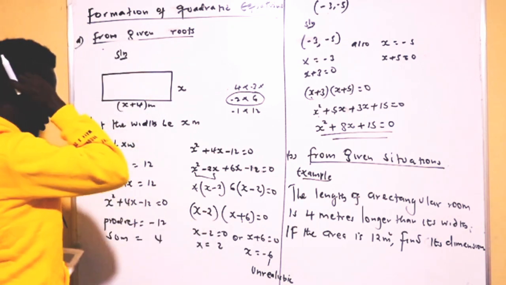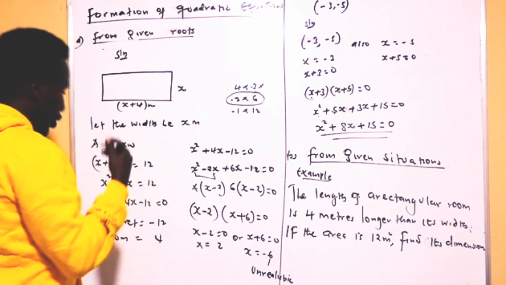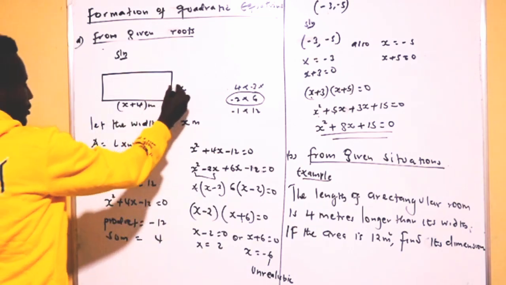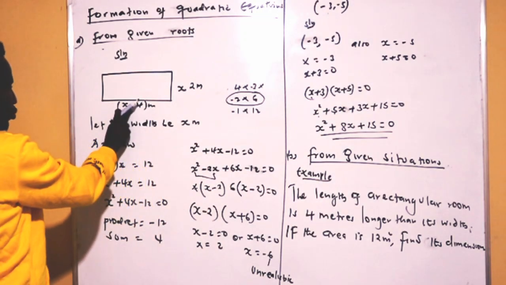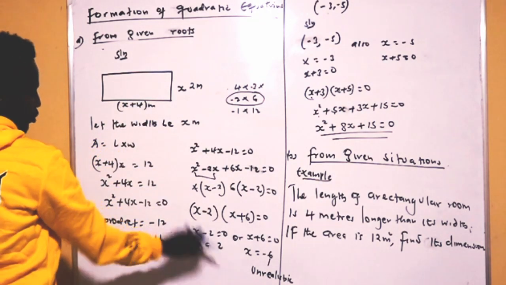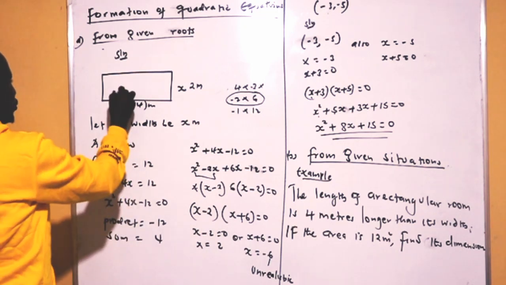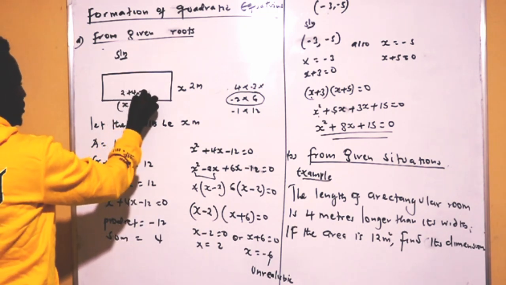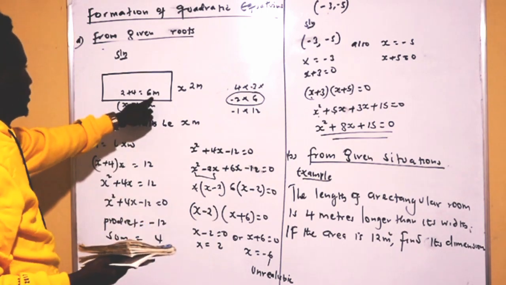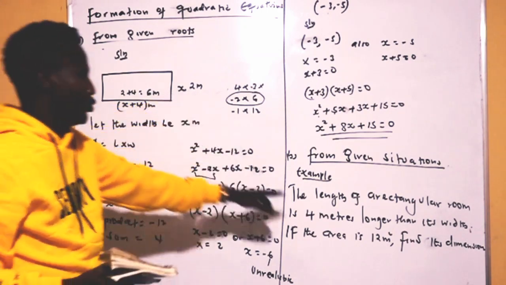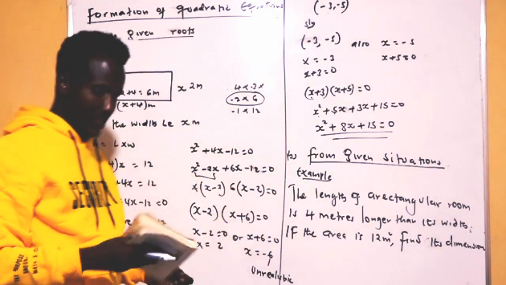You are told, get the dimensions. Here the width will be 2 meters. Then our length is x plus 4. x is 2, so 2 plus 4, which is 6 meters. Now prove your answer right. 6 times 2 is 12, which is the area of the rectangle.